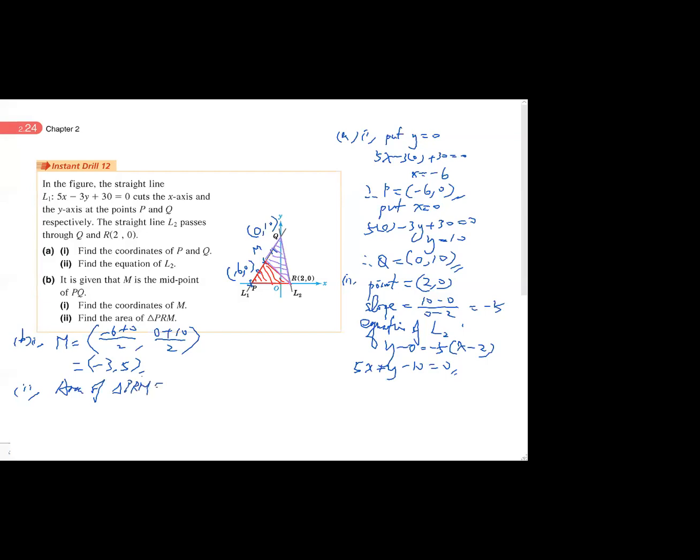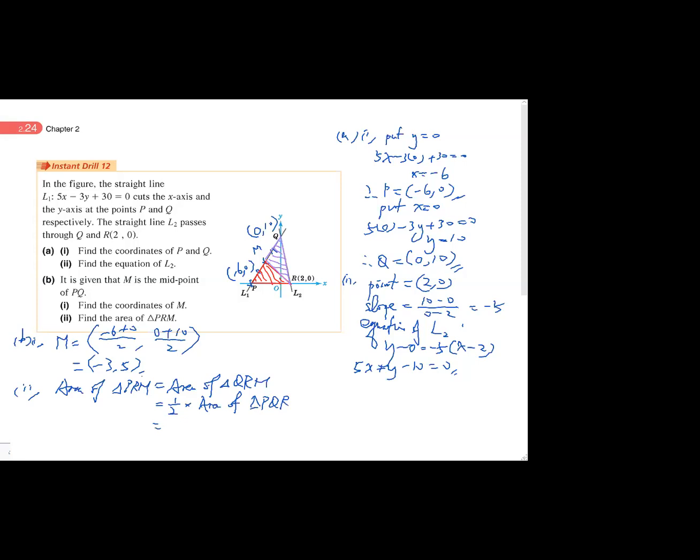PRM. It is exactly equal to the area of triangle QRM because their bases are equal. And that will be exactly 1/2 times the area of the larger triangle, triangle PQR.